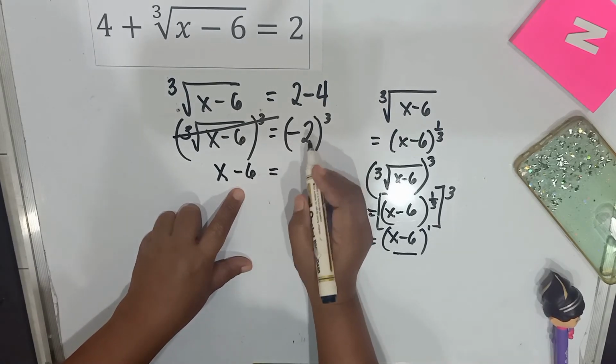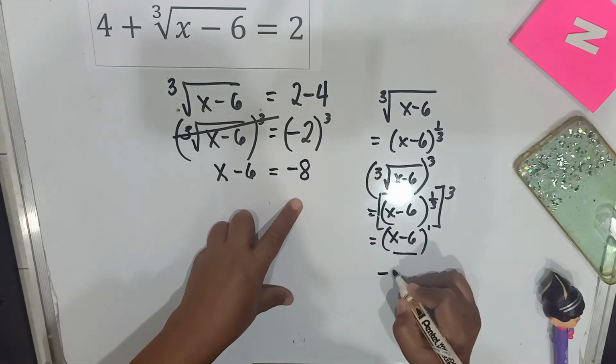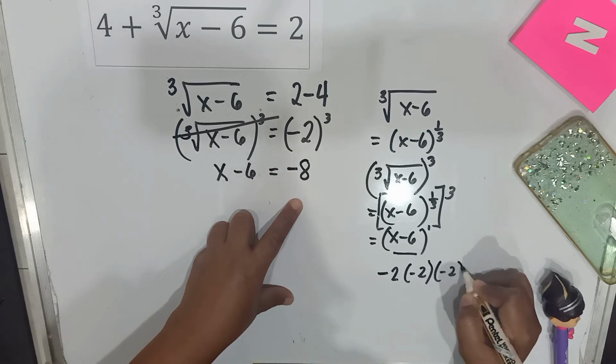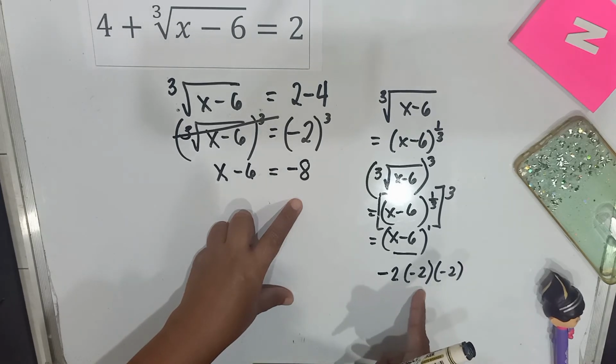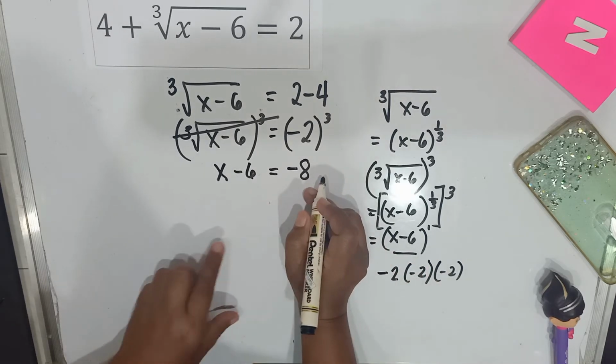So negative 2 cubed is negative 8. Why is it so? Because that would be negative 2 times negative 2 times negative 2. Negative 2 times negative 2 is positive 4. Positive 4 times negative 2 is negative 8.